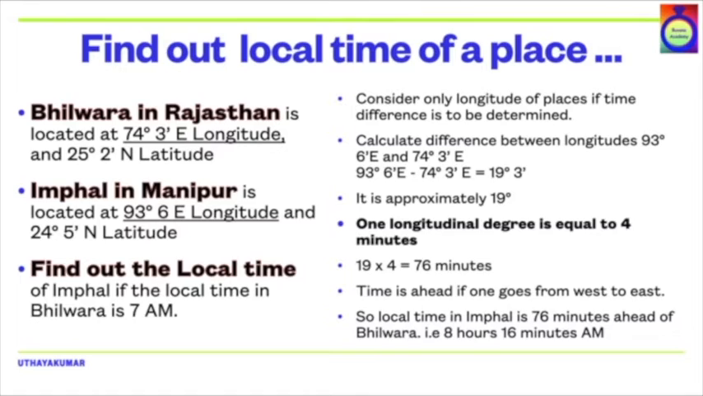And we have to remember, if one moves from west to east, time is ahead of us. So the local time in Imphal is 76 minutes ahead of Pilbara. Pilbara is located in the western part of India. Imphal is located in eastern part of India. That you can see from longitudinal variation. Longitude is less in the west. Longitudinal degree is high in east. So, time difference between Pilbara and Imphal is 76 minutes.